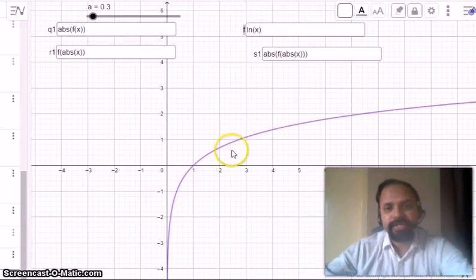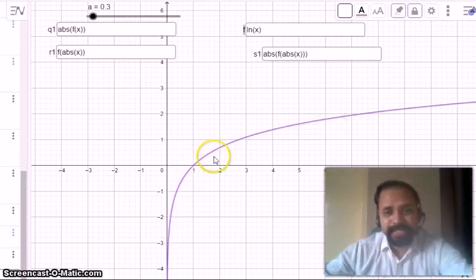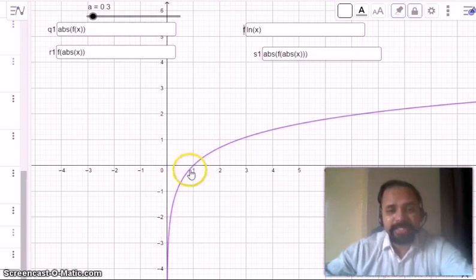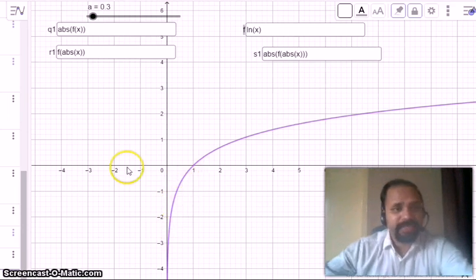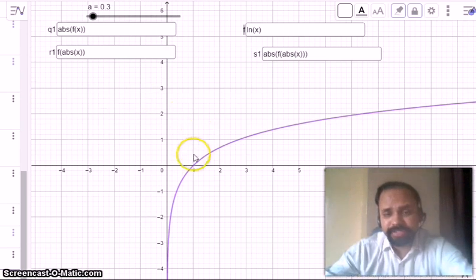If we have this graph y equals log x, what we have to do is simply leave the positive part of the x axis, and for the negative part, the part that is on the negative side, consider the x axis as a plane mirror and draw the image of this graph. That means if you draw the graph, definitely you will get something like this. What we did was simple: we have the graph of log x.